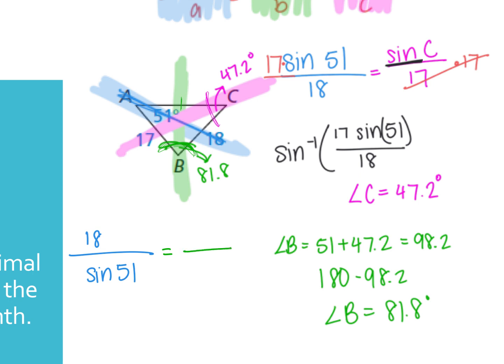I'm going to show you why. I have B over sine 81.8. So now, same thing as I did before. How would I get rid of sine 81.8? Multiply both sides by sine 81.8. I'm going to write it right here.